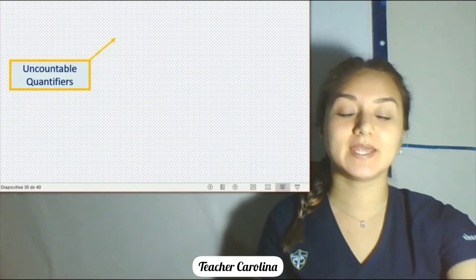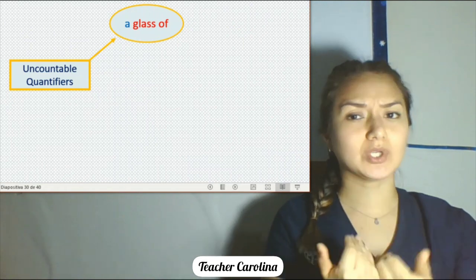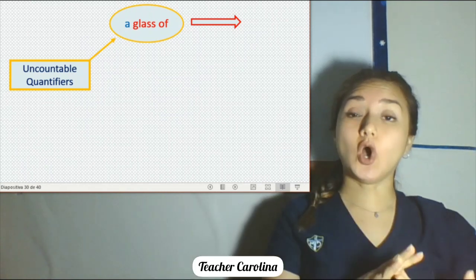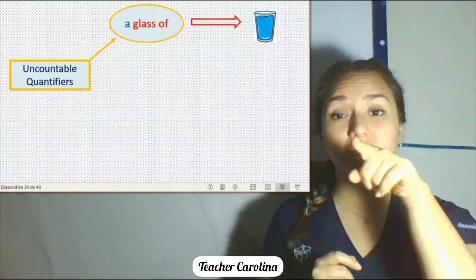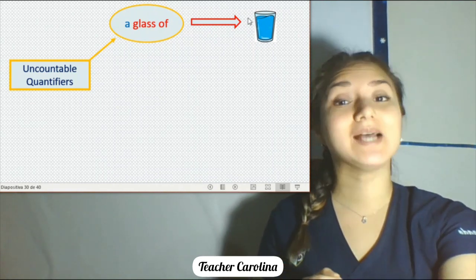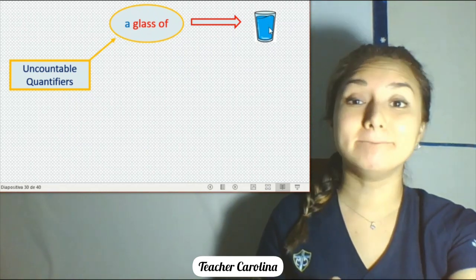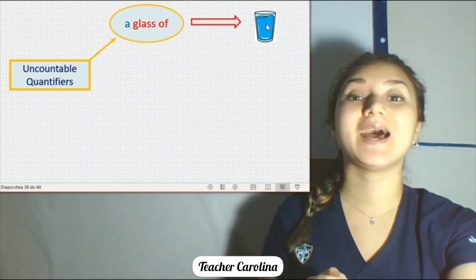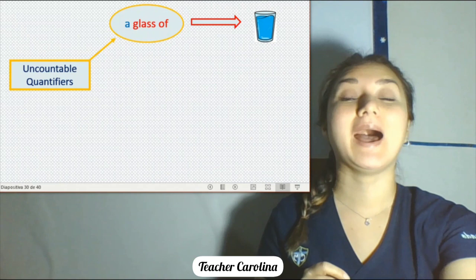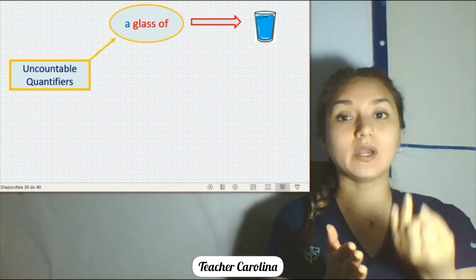So please take a look, pay attention here. We've already talked about this in the previous class. So we use a glass of, right? A glass of, and you have in there the example, a glass of. You can say a glass of water. You can say a glass of milk. You can say a glass of orange juice, for example, right? A glass of soda. Soda, remember soda, Coca-Cola, right?